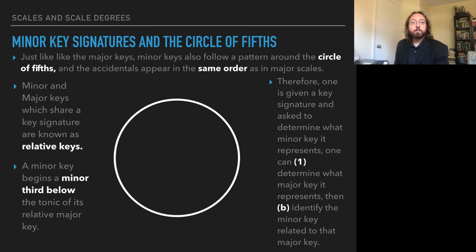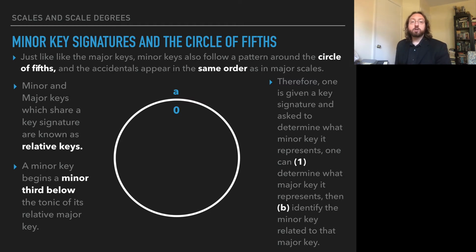Let's talk a little bit about minor key signatures and the circle of fifths. Just like the major keys, minor keys also follow a pattern around the circle of fifths, and the accidentals will appear in the same order as in the major scales. So minor and major keys which share a key signature are known as relative keys. So A minor appears at the top of the clock where C major appeared before, because they are relative. They sort of have the same genetic material, that is, the genetic material of 0 sharps or flats.